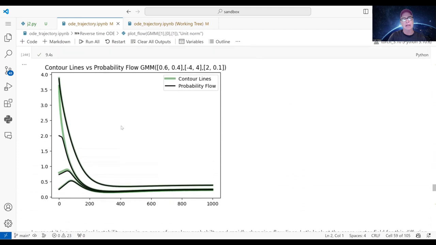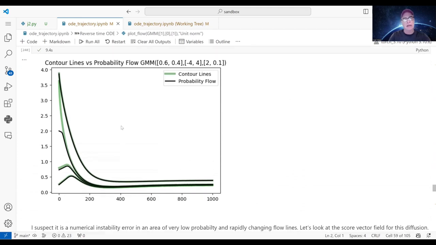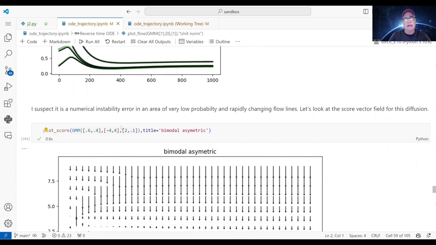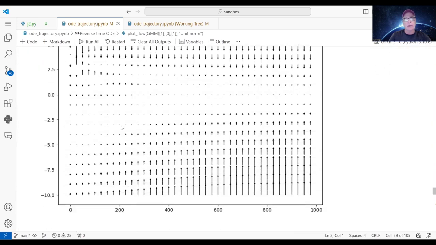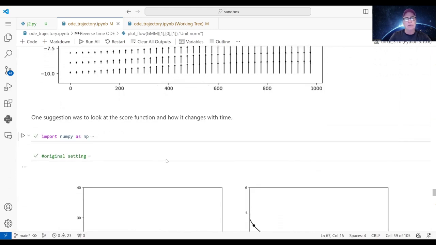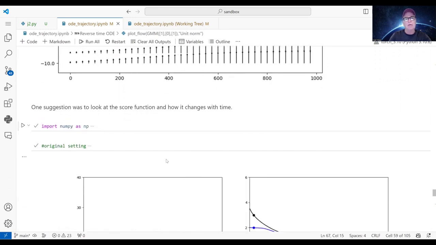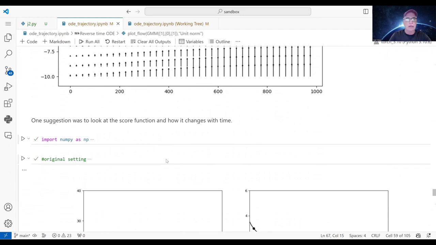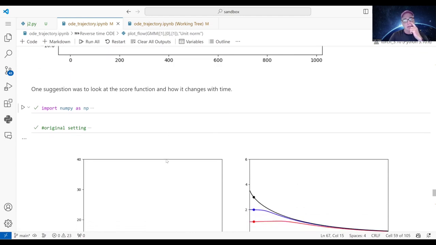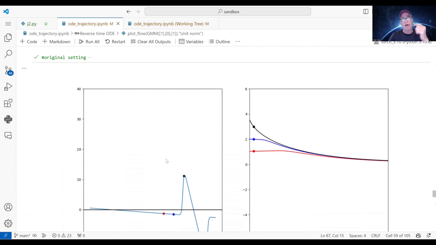I plotted a little closer in. You could see that there's a lot of variance. I looked at it as a vector field, but I didn't get a lot out of that. But one of the suggestions from the group was to look at it from the score function. I think it was Julius that suggested this, and this turned out to be pretty helpful.